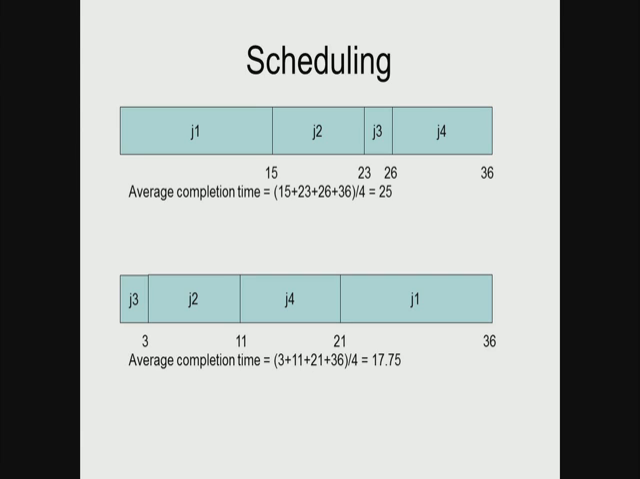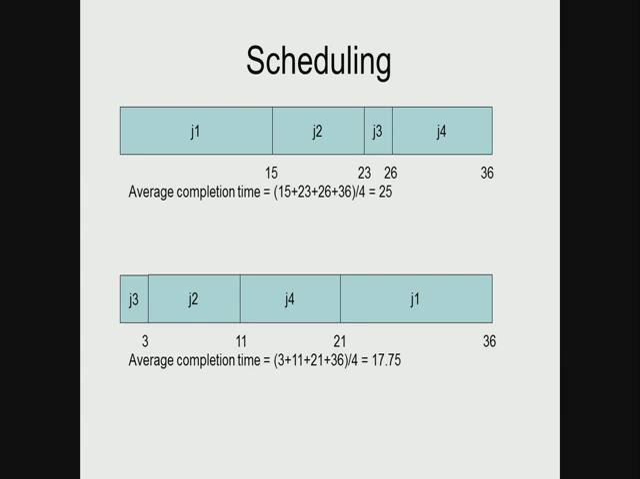Job 3, which actually spends the least amount of time on the machine, which is 3 units of time, completes at time instant 26, and job 4 completes at time instant 36. Therefore, if we average these completion times, we see that the average is 25. That is, 100 units of time is spent; the sum of the completion times is 100.